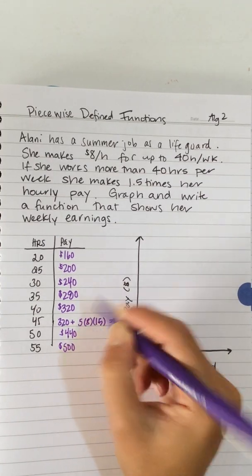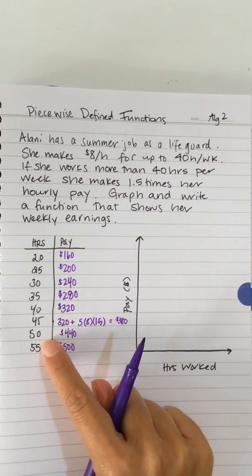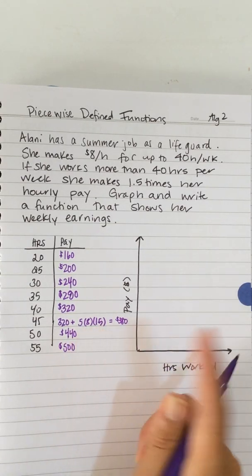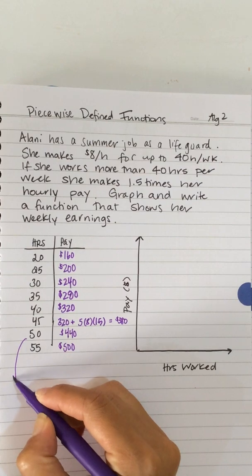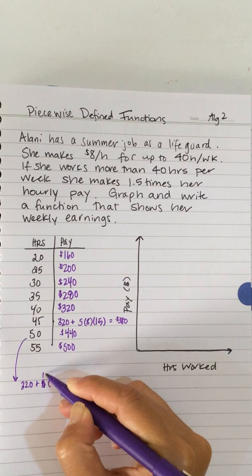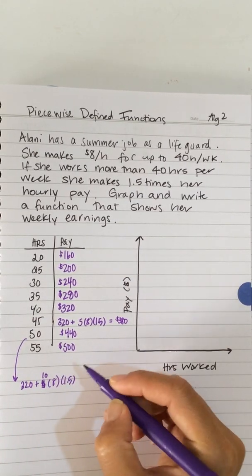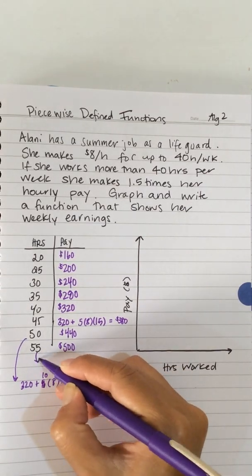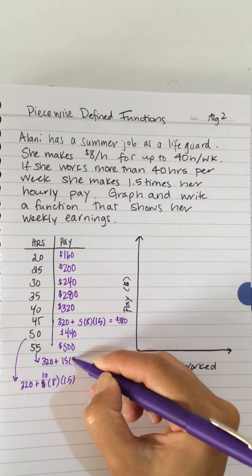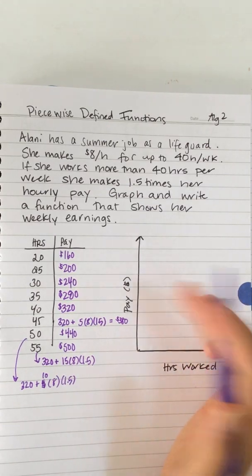I'm not writing this out for every one, but it would be the same thing. It would be the original 320 plus 10 extra hours times 8 times 1.5. And that's how you get that 440. If you want to write that down, it's like this: 10 extra hours, $8 per hour, and 1.5 times that. That's how you get that for 50. And for 55, that's 15 extra hours at $8 an hour times 1.5. So that's how we're getting those.